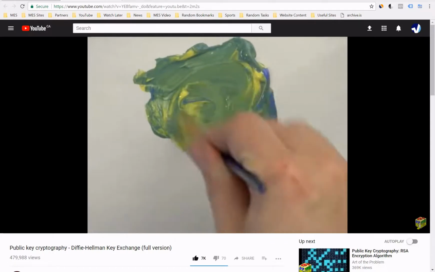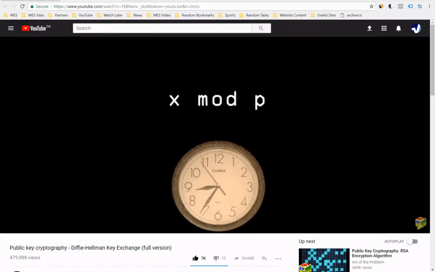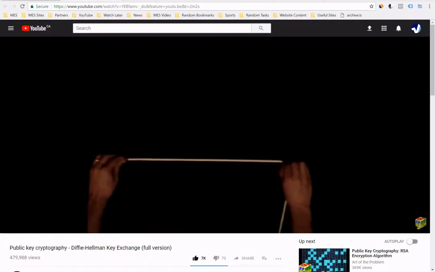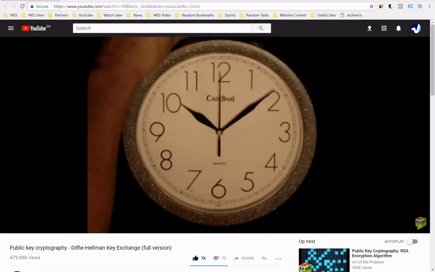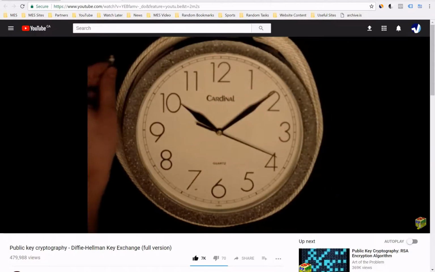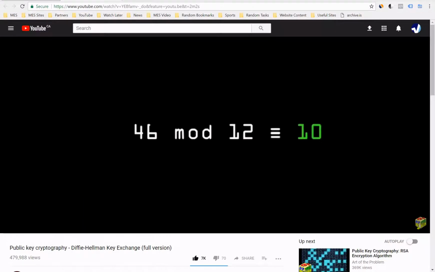This brings us to modular arithmetic, also known as clock arithmetic. For example, to find 46 mod 12, we could take a rope of length 46 units and wrap it around a clock of 12 units, which is called the modulus, and where the rope ends is the solution. So we say 46 mod 12 is congruent to 10.